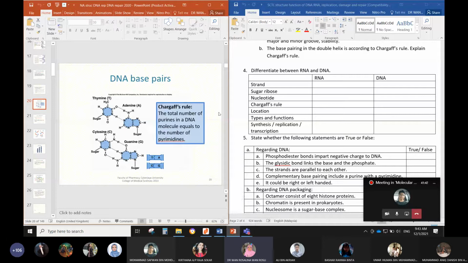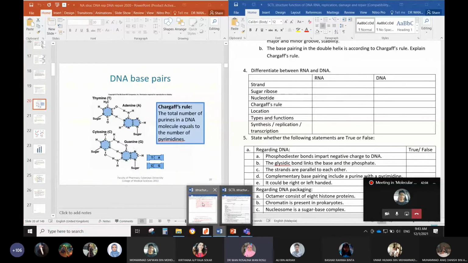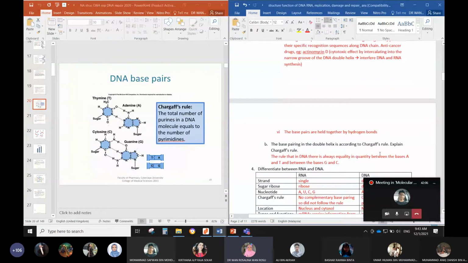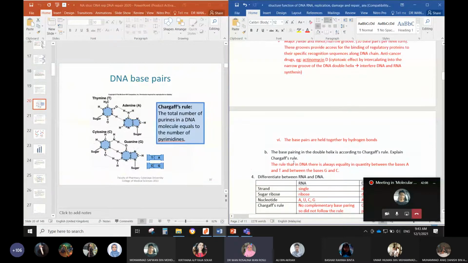So basically the number of purines equals the number of pyrimidines. Your A would equal your T, and your G would equal your C. Because of the complementary base pairing, they pair with each other. So because of this, the number would be 1 to 1. There is always equality in the quantity.